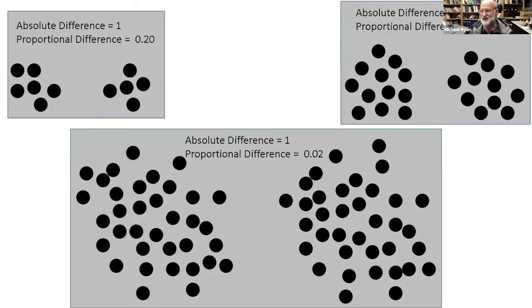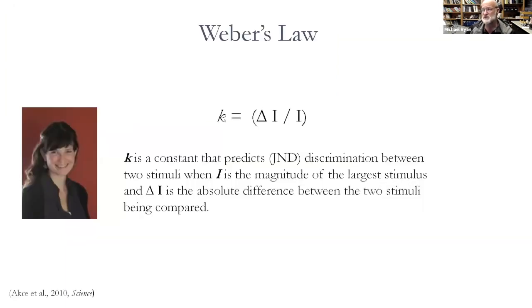But what we see is that the more dots in total, the more difficult it is to discriminate the magnitude of the number of dots in each cloud. Now it ends up that we're making this discrimination based on proportional differences rather than absolute differences. And this is well known in humans. It was discovered in humans by Weber in the late 1800s, and he came up with Weber's law.